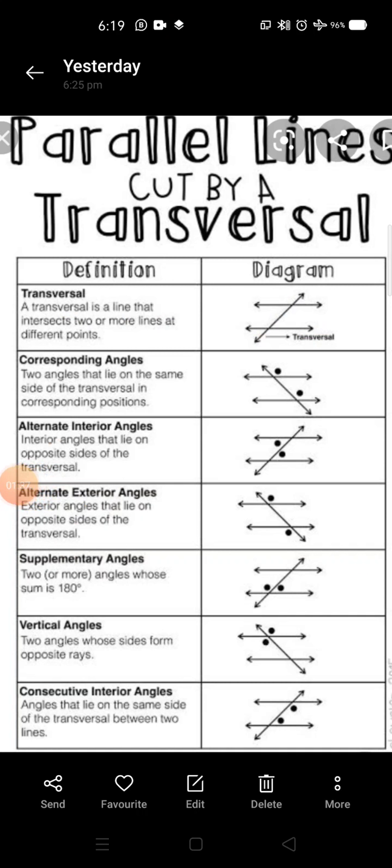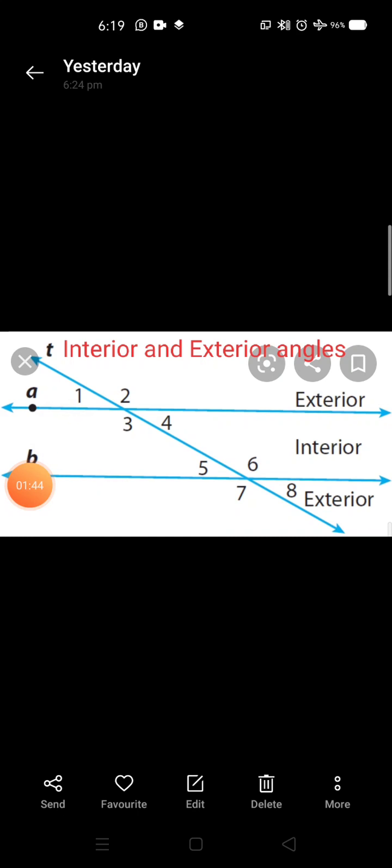Now after transversal line there are some angles. So let us learn about the angles. This is another example of transversal line and parallel lines. There are some numbers written on the angles. Angle 1, 2, 3, 4, 5, 6, 7, 8. There are 8 angles. A and B are parallel lines and T is a transversal. Now these angles have some specific names.